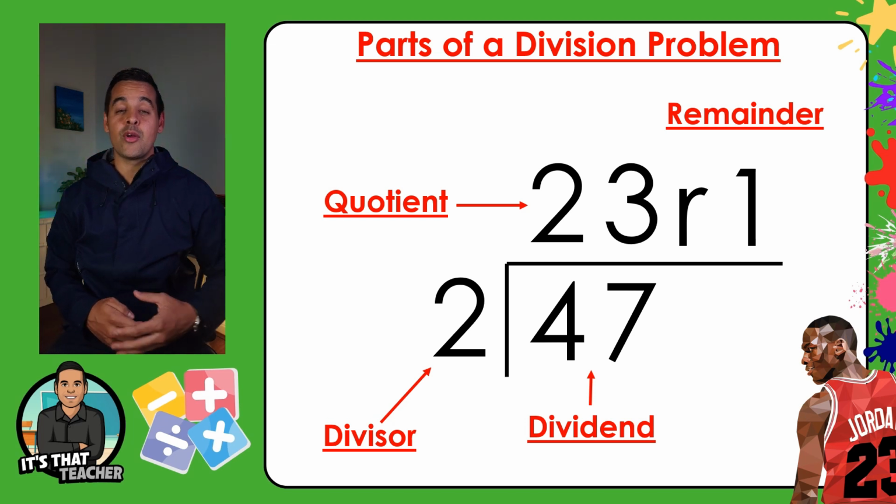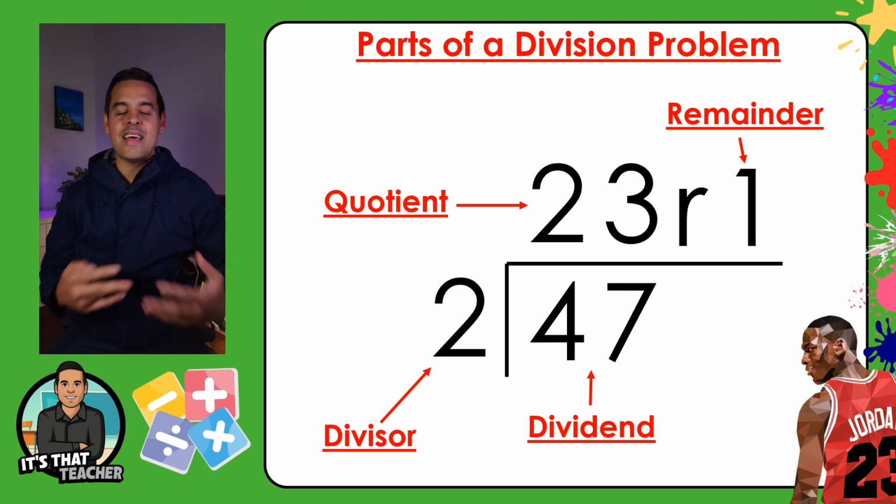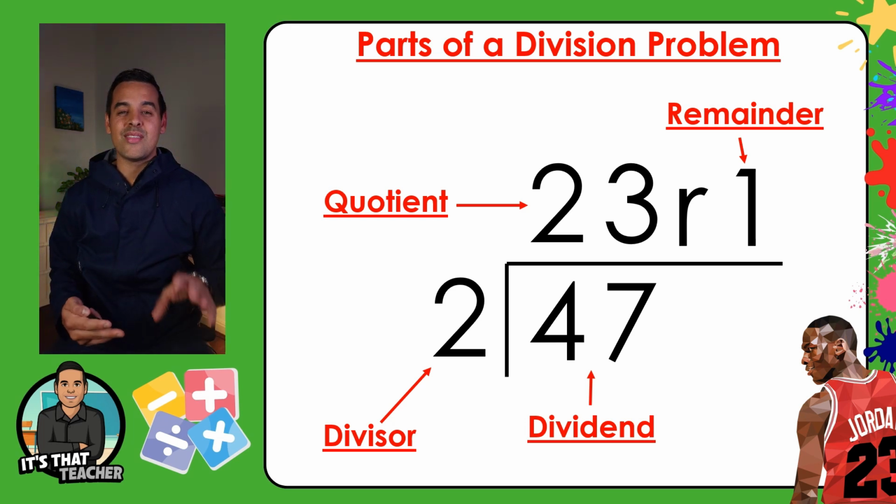Now, in this lesson, we're going to be dealing with remainders. As you can see here, anything that's left over, anything that doesn't fit evenly into our question, is going to be left over. It's going to be called a remainder. So that's the symbol there. It's a little lowercase r.